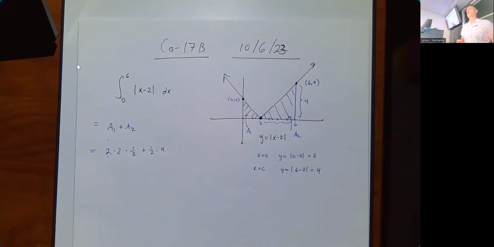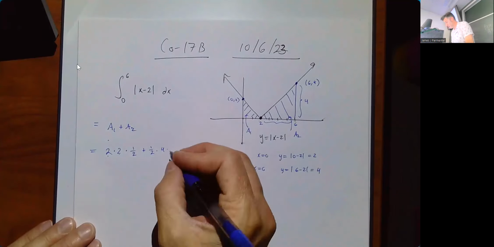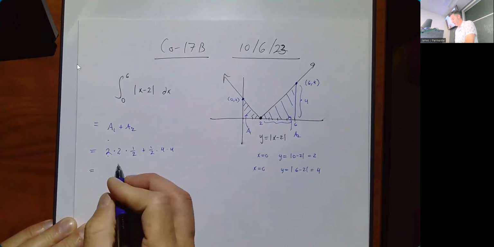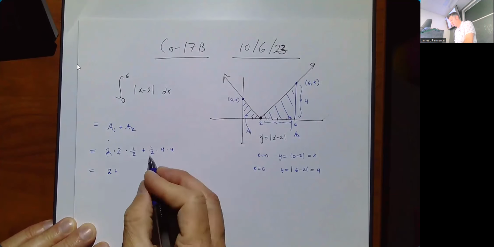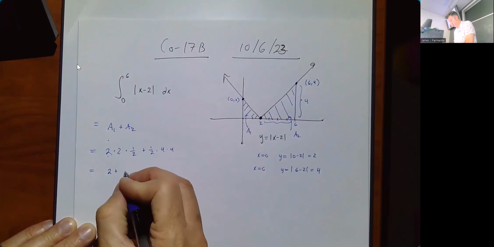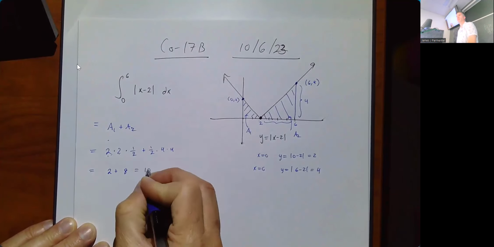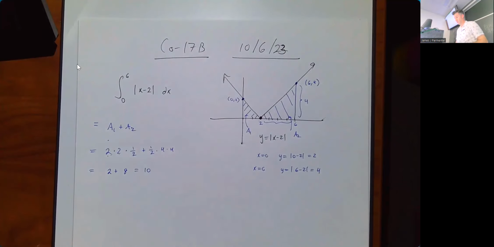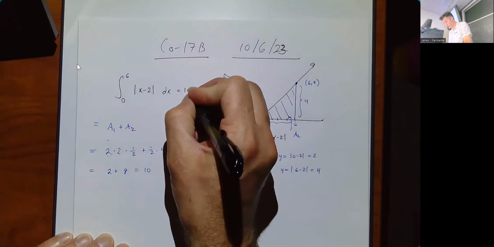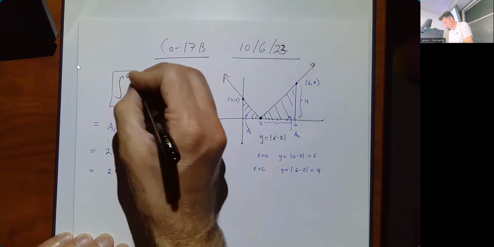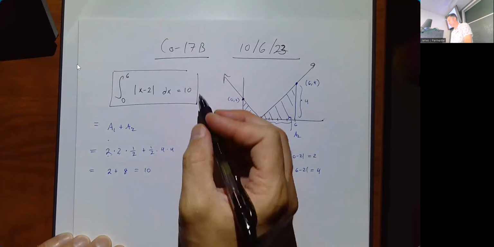That's actually a pretty normal thing that happens when you're doing an absolute value of x plus or minus something: the height and the base of your triangles happen to end up being the same. It's not a coincidence. It usually happens. Either way, we get 1/2 times 2 times 2, which is 2, plus 1/2 times 4 times 4, which is 8, which ends up being 10. So the answer to what's the integral from 0 to 6 of the absolute value of x minus 2 is just 10. It's how much area is under the curve and above the x-axis.